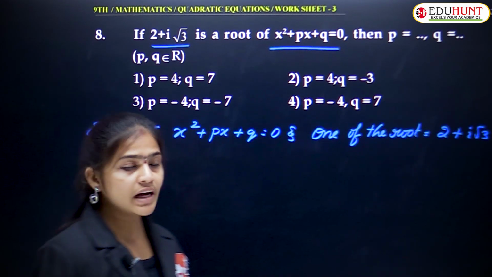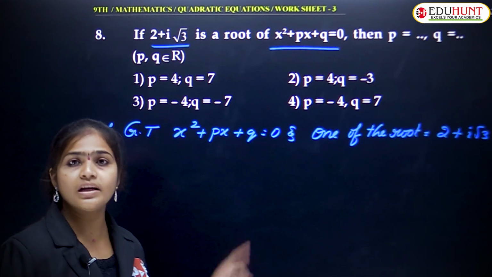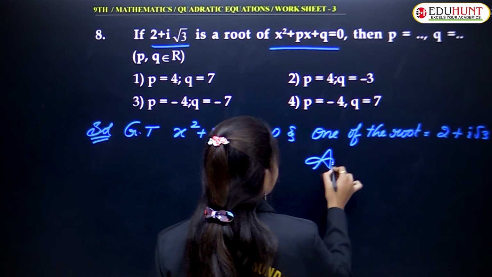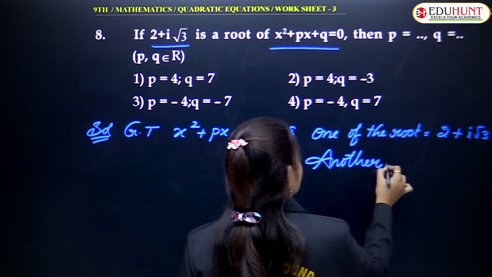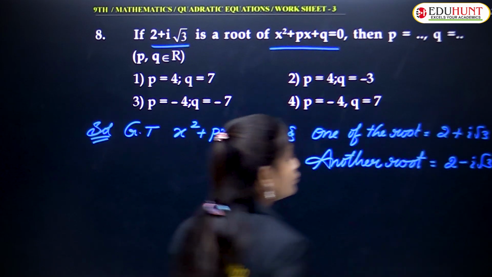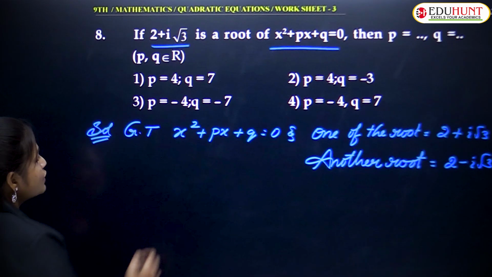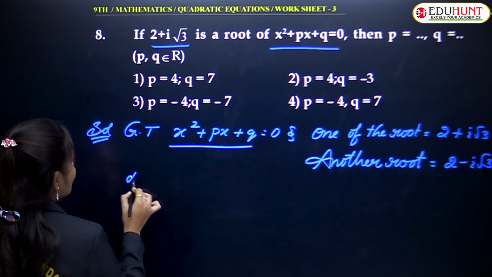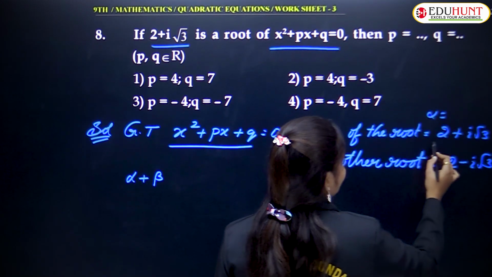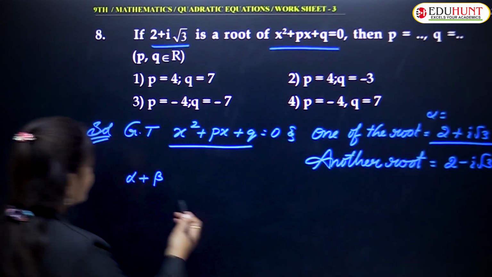So children, we already know that 2 plus i root 3 is an imaginary root, so its conjugate is also a root. What is the conjugate root of 2 plus i root 3? The other root is 2 minus i root 3. Okay, so that is the other root. So children, from this, let us take alpha as 2 plus i root 3 and beta as 2 minus i root 3.